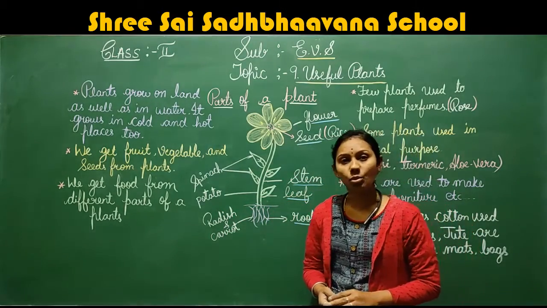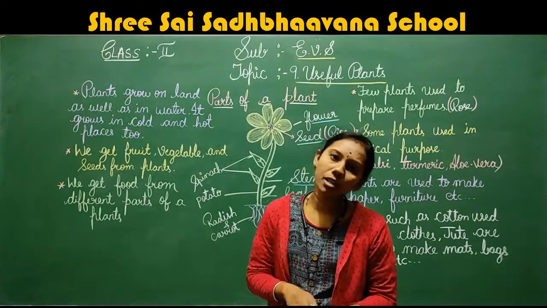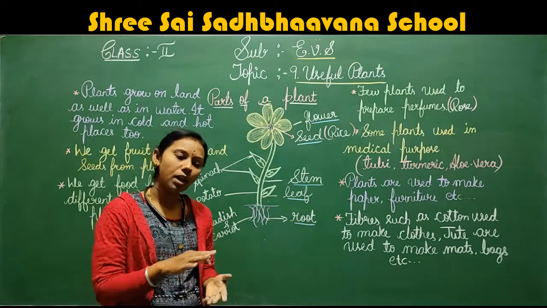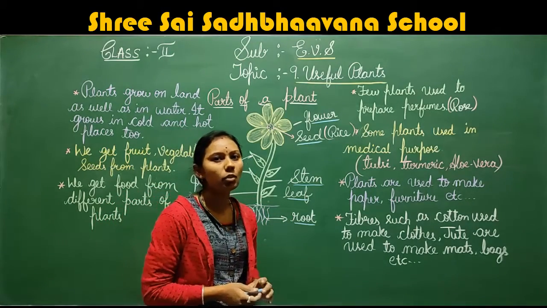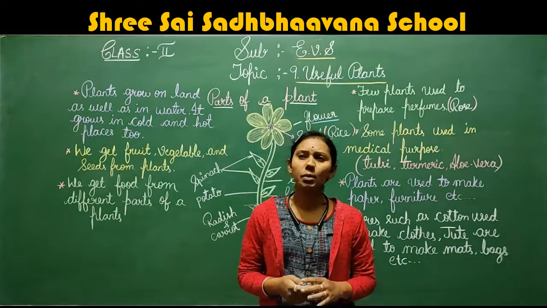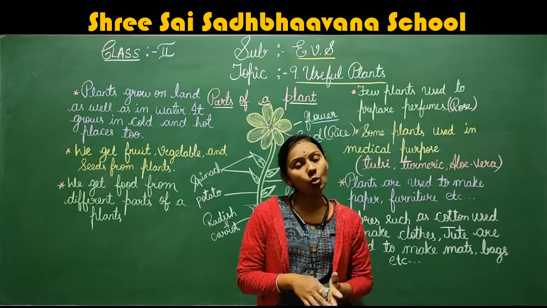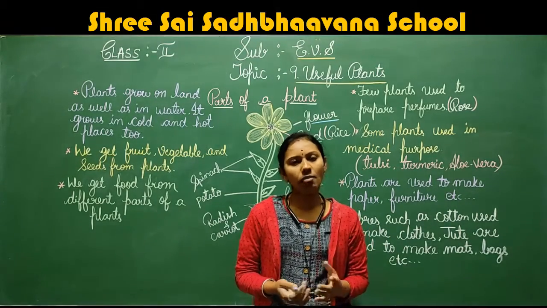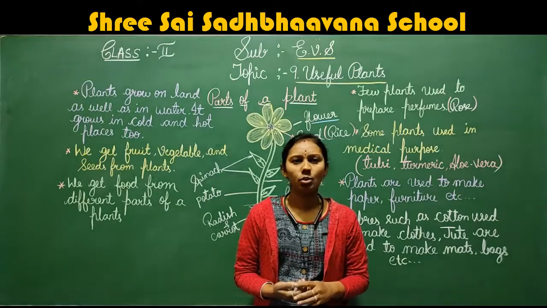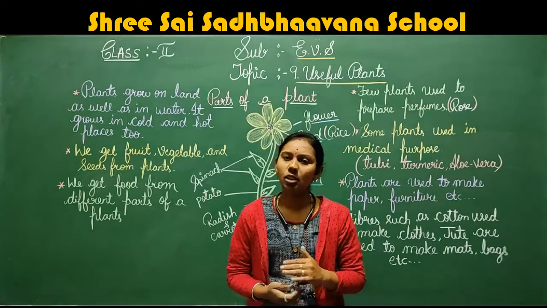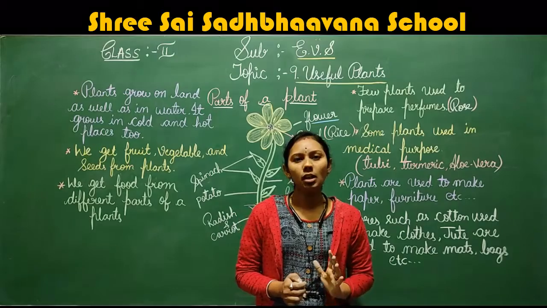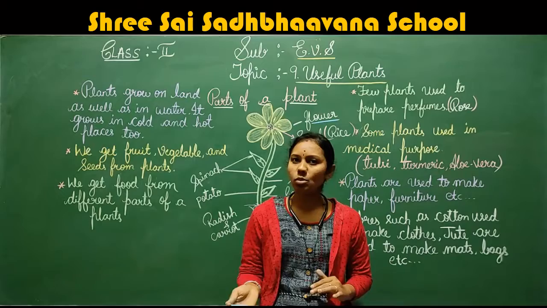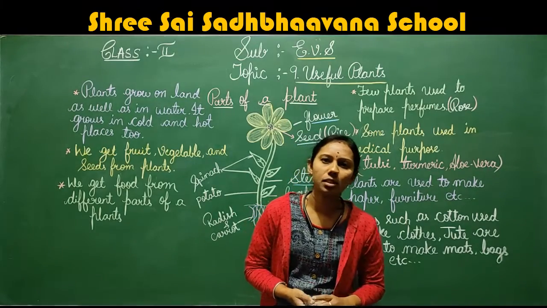Yes, plants grow on the land as well as in water, children. It may be a very hot season or very cold places, everywhere the plants grow. Not only in summer, not only in winter, in all the seasons, in all the areas. In cold regions we can see the plants, in the hot regions also we can see the plants. Everywhere we can see the plants.